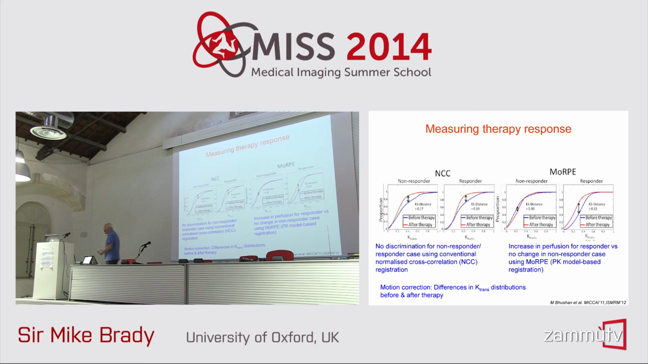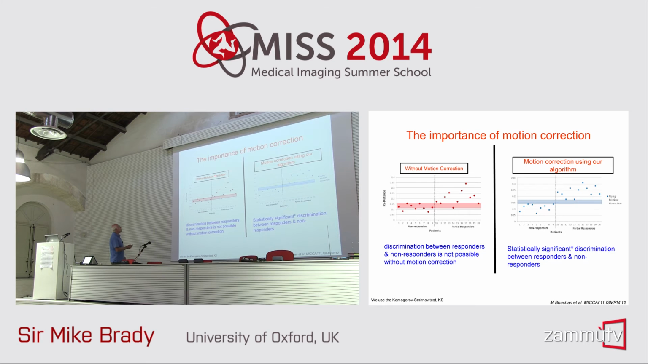And indeed, it was Julia's suggestion that what we can do is, this is without motion correction, this is with motion correction, these are the partial to full responders, these are the non-responders, and if you take the Kolmogorov-Smirnov test for before and after, you can clearly, statistically significantly separate those two groups. To then tell those people to go on and have additional imaging before they go for surgery, just in case they have had total response.